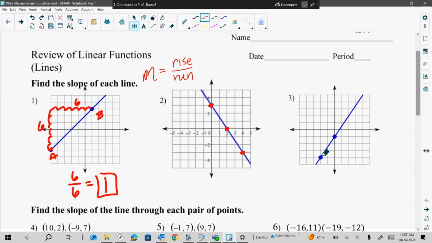So on number 3, like I said, I'm going to focus on the odds. Let me get my pencil so it shows. There it goes. All right, so I'm counting from this point to the next point, going left to right. I count up 1, 2, 3, and then to the right, 1, 2. So I went up 3, to the right 2. That reduces to just 3 over 2.